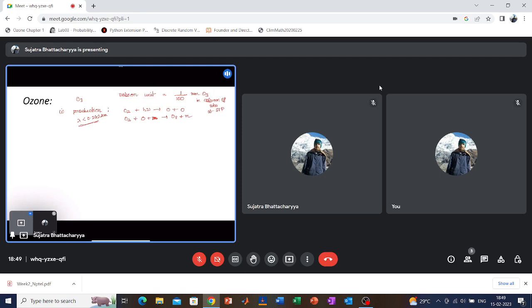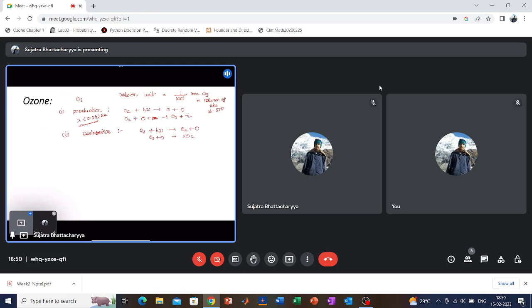Fine, but the longer wavelengths in the ultraviolet region will destroy the ozone. So how is the ozone destroyed? This is O3 plus, again the ultraviolet radiation, that is destroying the ozone. So O3 plus h nu will give you O2 plus free oxygen. Now, O3 plus O, this free oxygen, will give you 2O2. This is how the ozone is converted back into oxygen.